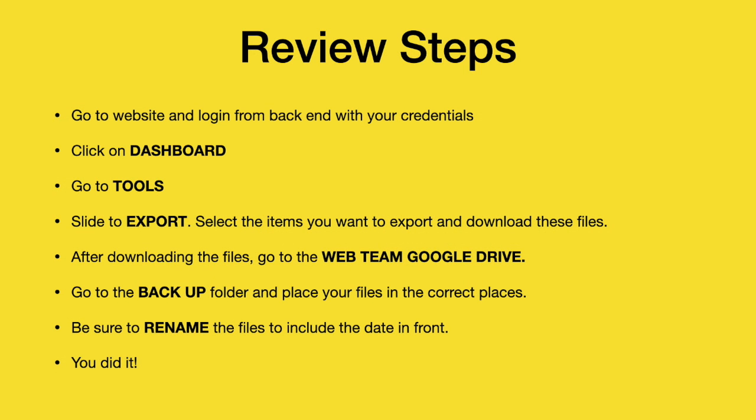Just go to the different websites, find the dashboard, slide down to Tools, slide over to Export, and pick the things you're going to export. After you've downloaded those, come over here to the Web Team Google Drive, find the correct folder, and then click and drag into the right place. So there you go. Now you know how to do your backups.